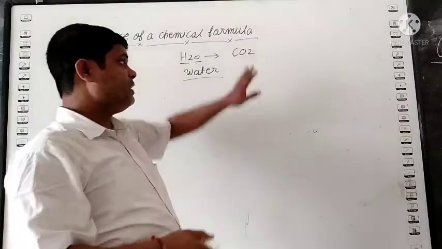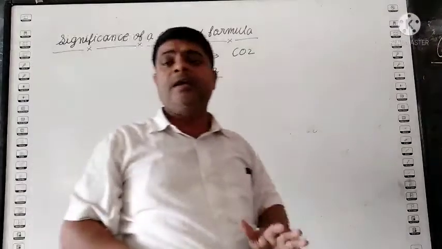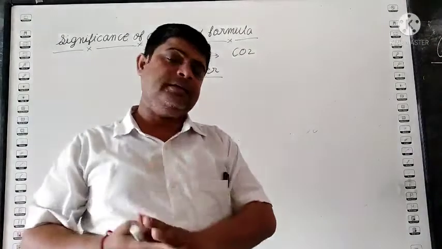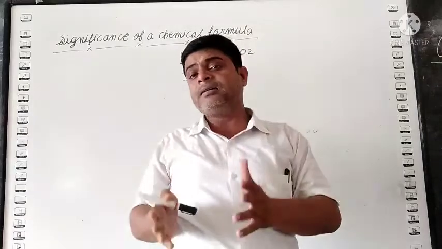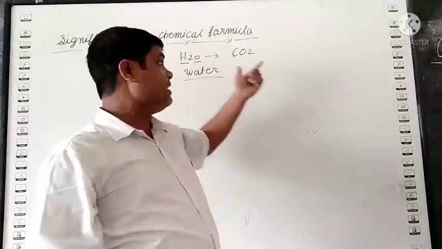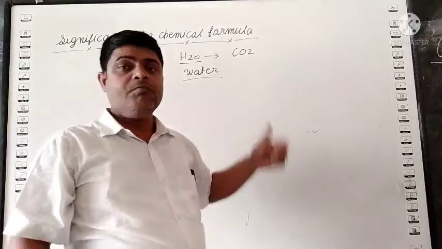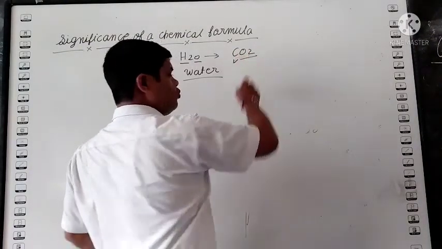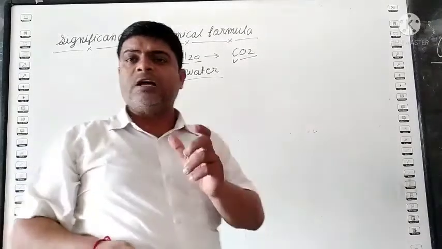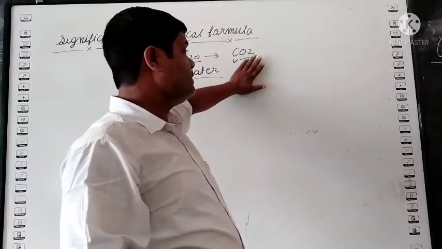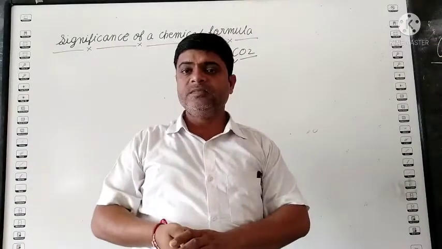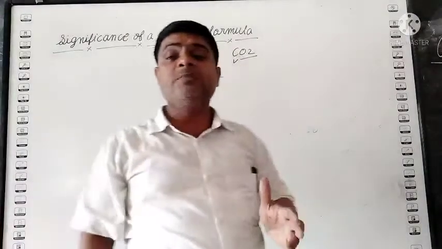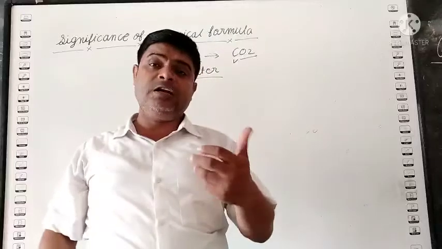Similarly, if you write the name carbon dioxide, spelling CARBON DIOXIDE, we will not know how carbon dioxide is formed and what the ratio is. But when we write CO2, we easily get that it contains 1 carbon and 2 oxygen. Clear? So with the help of the formula, we identify that it is made by elements or by ions.